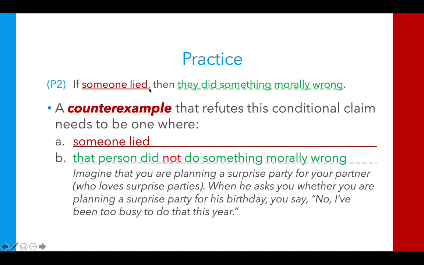So I think the power of this example, what this shows is that if somebody uses a premise like this, premise 2, in an argument, then the argument's not a good one, right? They need a better argument. It's too general, right? Just because someone lies doesn't mean they did something wrong. And so we prove that with this counterexample.